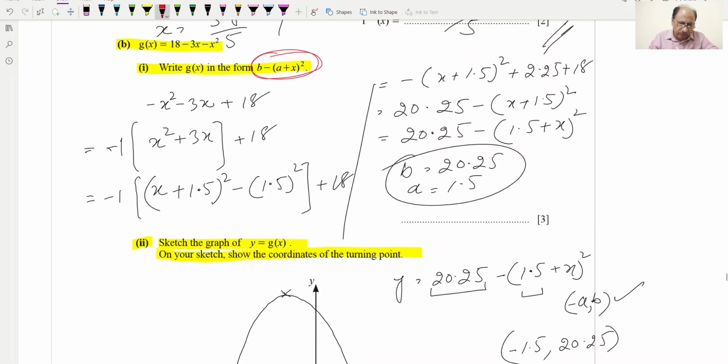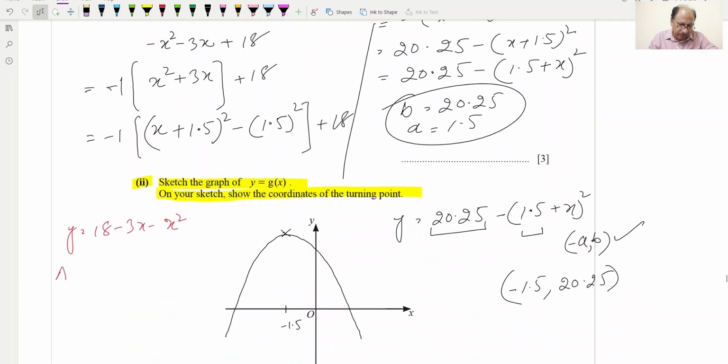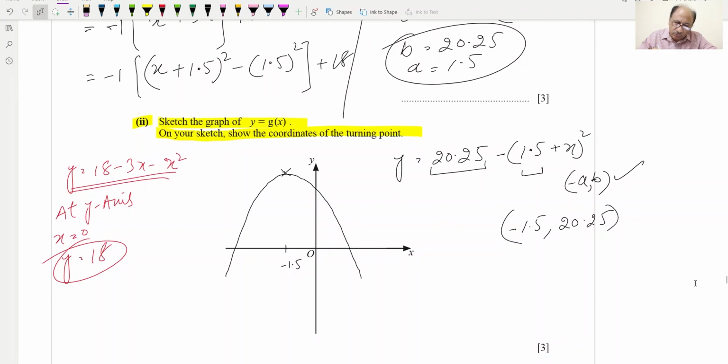This is our equation. So y is equal to 18 minus 3x minus x squared, and at the y axis x will be equal to 0, so y will be equal to 18. In this equation we replaced x is equal to 0, so this point will be 0 and 18, and this point will be minus 1.5 and 20.25, and this is basically the reference which we can show like this.